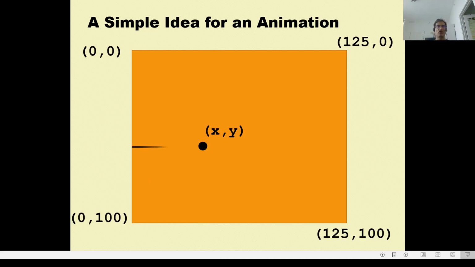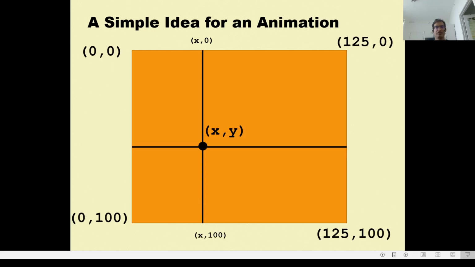And then I can draw a horizontal line, and I can draw a vertical line. So now, there are four more points that show up, and I can know their coordinates. This one is going to be X, 0, and this is going to be X, 100, because the full height of this canvas is 100, and this point is going to be 0, Y. And this guy is going to be 125, Y. Okay, so now I have 8 points.